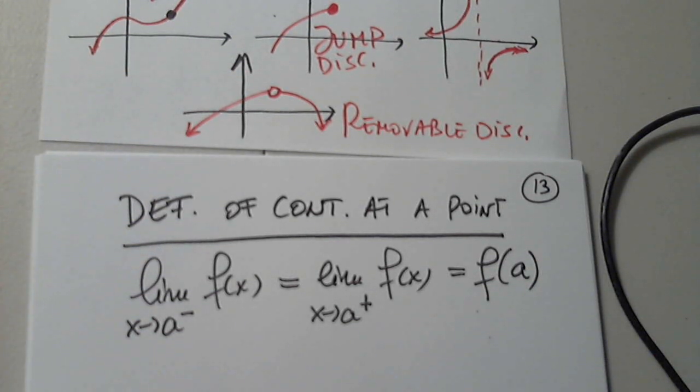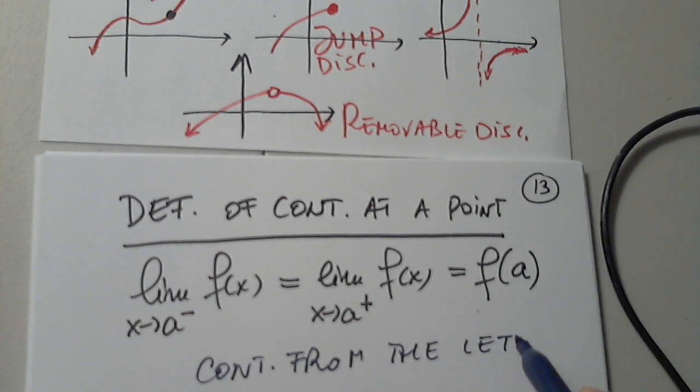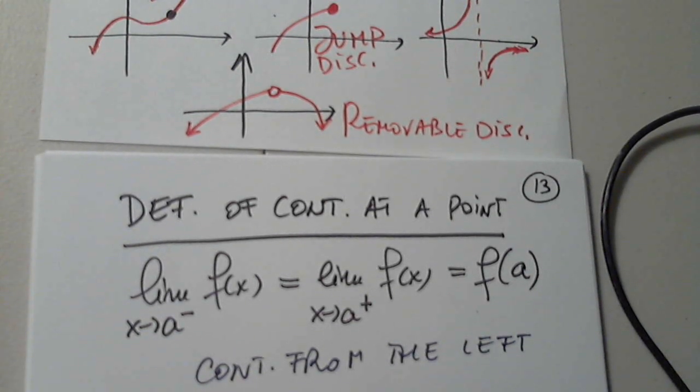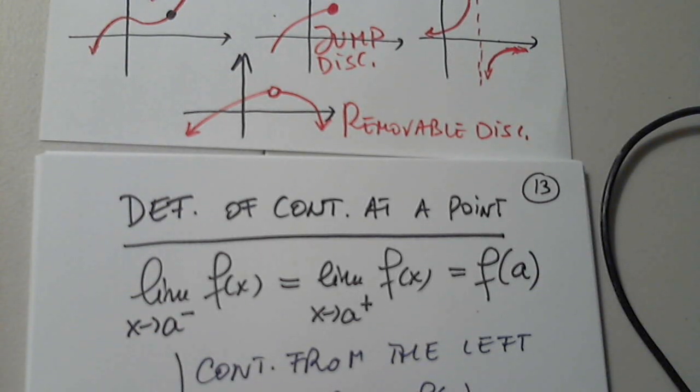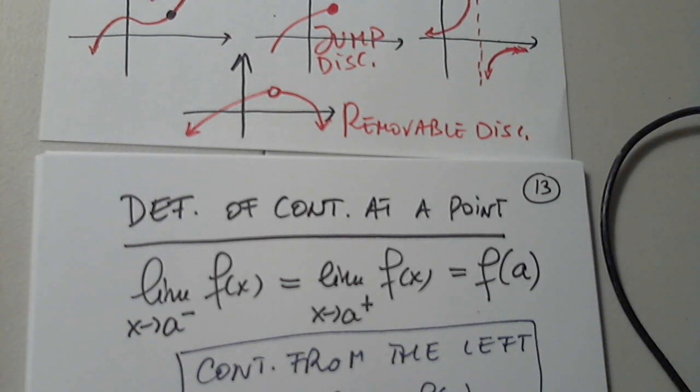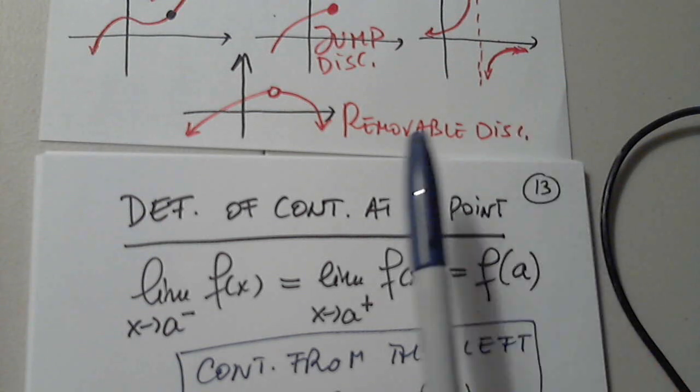Now, continuity from, as we had it here, from the left. The left means the limit from the left of the function equals the function value, but it does not equal the limit from the right. So this is continuity from the left. A function can have continuity from the right. Then the limit from the right will be equal to the function value, but not to the limit from the left. So there are three types of discontinuities: jump, infinite, and removable.